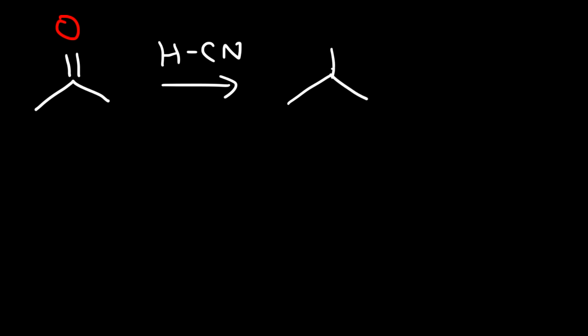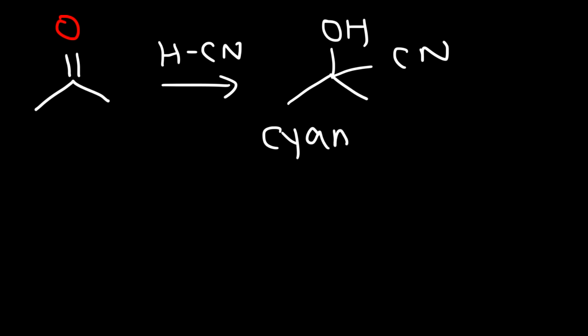In the next reaction, we're going to talk about the formation of a cyanohydrin from the reaction of hydrocyanic acid with a ketone. So the carbonyl group will be reduced to an OH group by the addition of a cyanide ion. And so this is a cyanohydrin. Now let's go over the mechanism for that reaction.